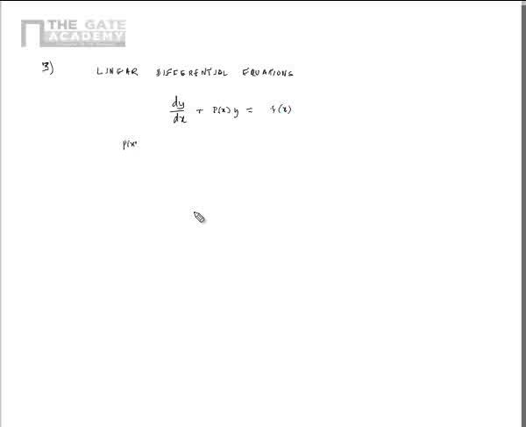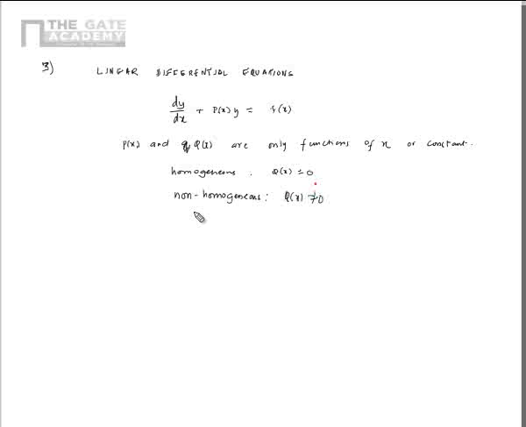Now remember that p of x and q, basically capital Q, are only functions of x. It can be constant or a function of x. That is the basic thing. This becomes a homogeneous first order linear differential equation if your q of x is 0, and non-homogeneous if it's not equal to 0. These are all things which we have seen during the classification of linear ODEs.